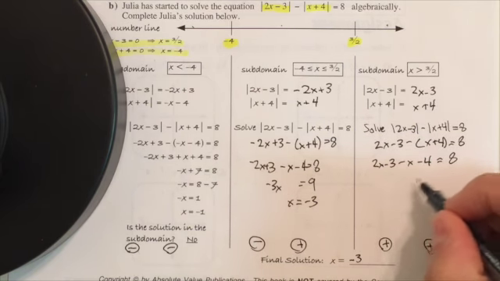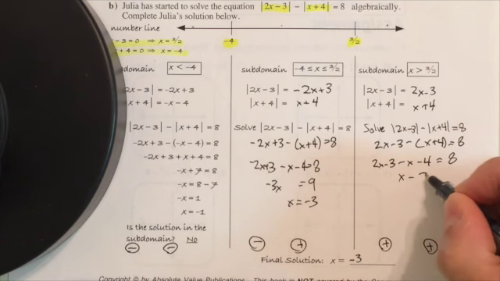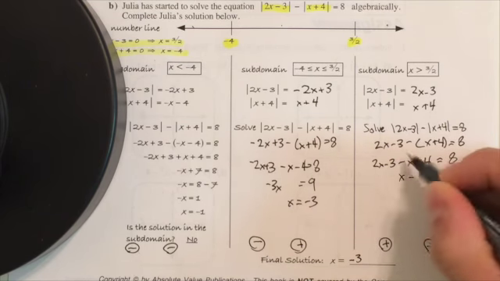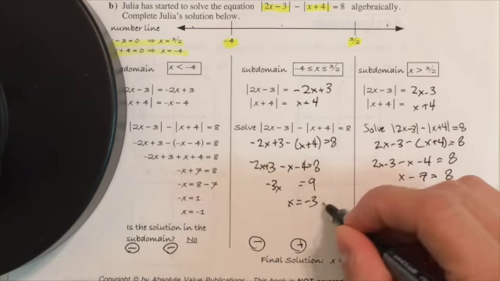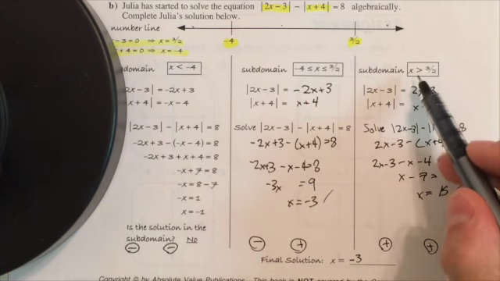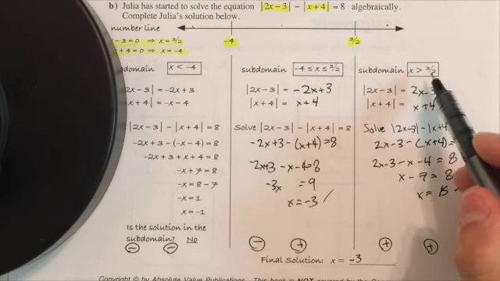And if I simplify this, I'm going to get x minus 7 is equal to 8 by adding my like terms. And I'll add the 7 to the other side. x is equal to 15, which is also a solution in my domain, because x is greater than 3/2 on this side.